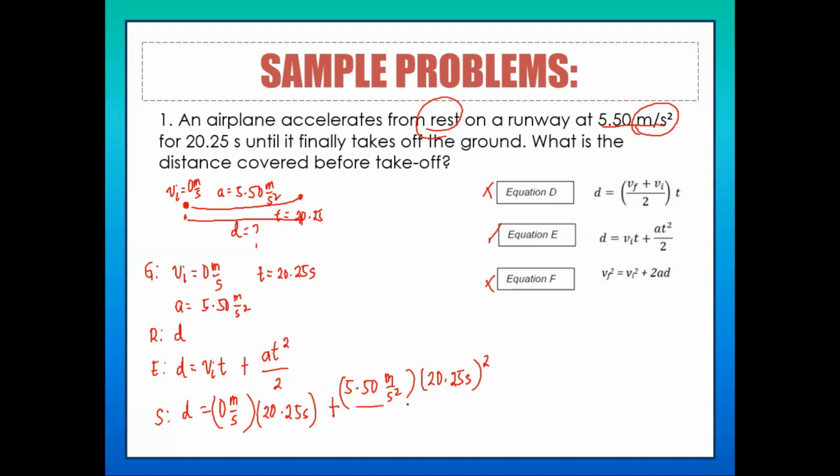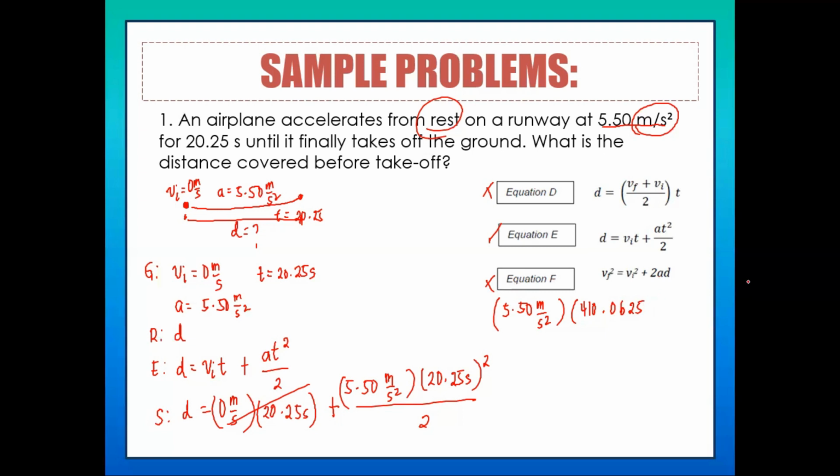Okay. Over 2. So, if we analyze this, 20 multiplied to 0, multiplied to 20.25 is 0. So, cancel na natin. Dito lang tayo mag-work. So, 5.50 meter per second squared, multiplied to the square of 20.25 seconds. Ang magiging sagot natin diyan using your calculator is 410.0625. Okay? So, copy all the numbers na nako-compute niya sa calculator.